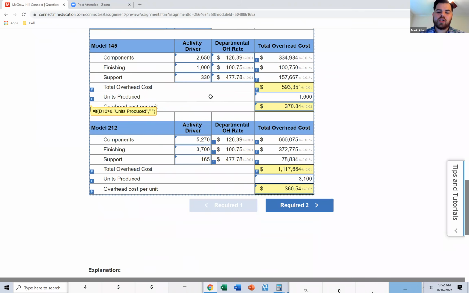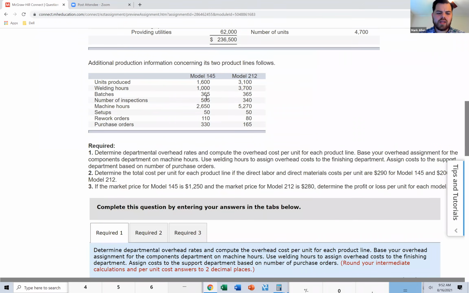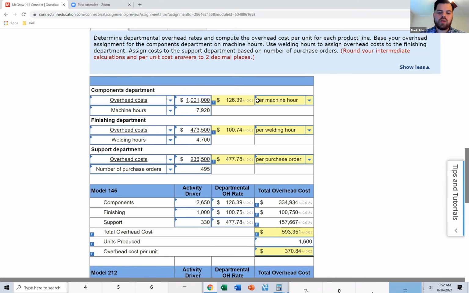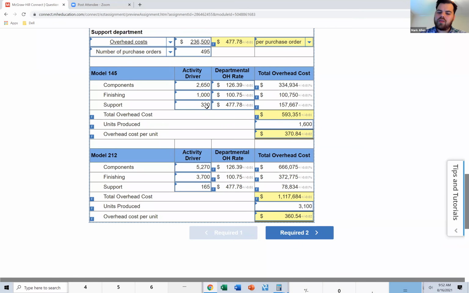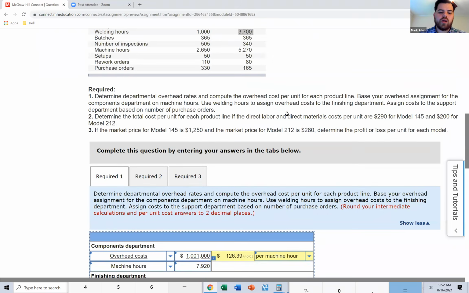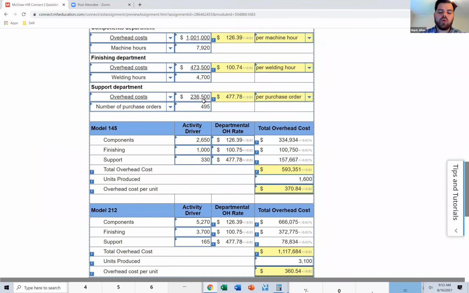Then we'll come up and we'll look at finishing. And for finishing, we were basing that on welding hours. So 1,000 welding hours for 145, 3,700 for 212. So we'll just bring that on down. And then, of course, we do the same thing for support, where we base that on the POs. Now, when I come in, that gives me total overhead cost of $593,351 for model 145 and $1,117,684 for model 212. I now simply divide by the number of units produced, and that tells me the overhead cost per unit for this situation. So very good. So that's requirement number 1.